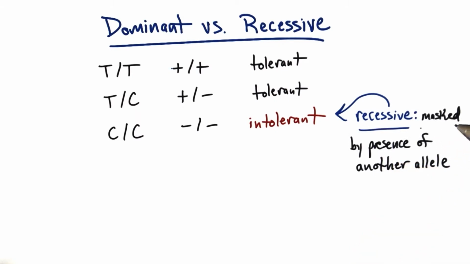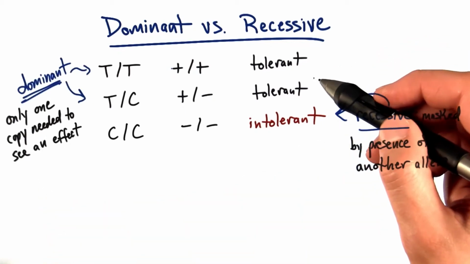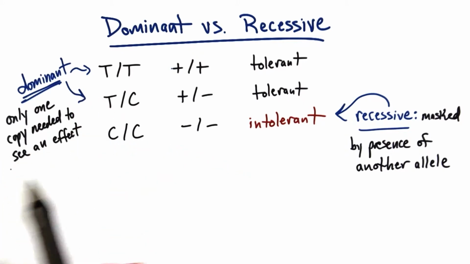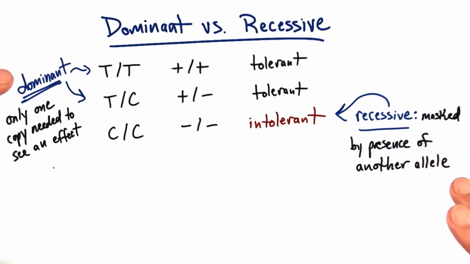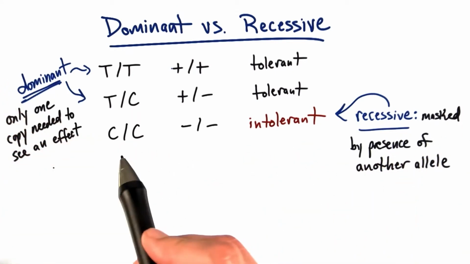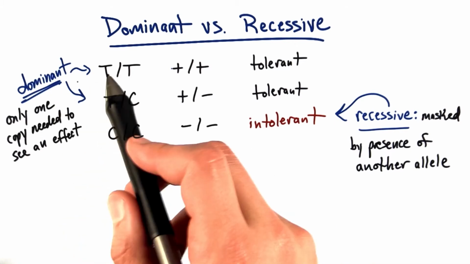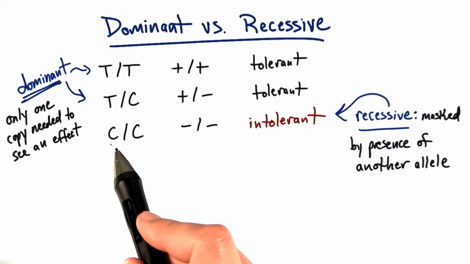And by recessive, we just mean it's masked by the presence of another allele. Whereas the other trait, lactose tolerance, or the T allele, is considered dominant because we only need 1 copy to see an effect. These 2 words are used so often in genetics, and the way we use them is only in a relative fashion, comparing one allele to another. The cytosine allele is recessive compared to the dominant thymine allele, or T is dominant to C here.